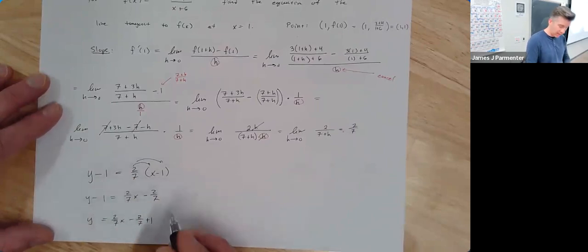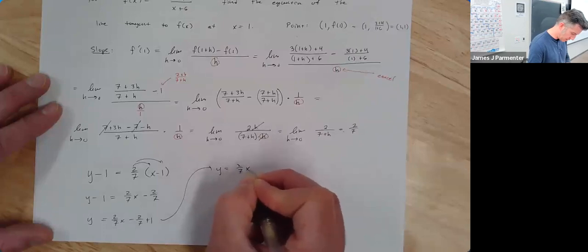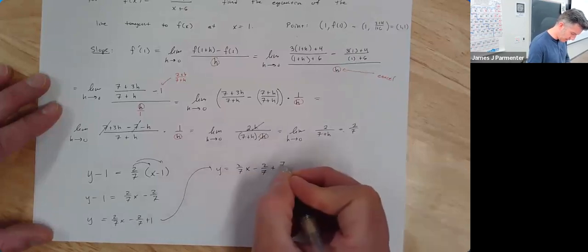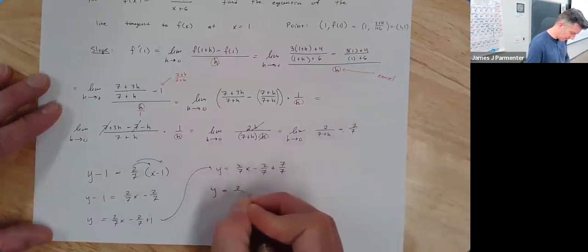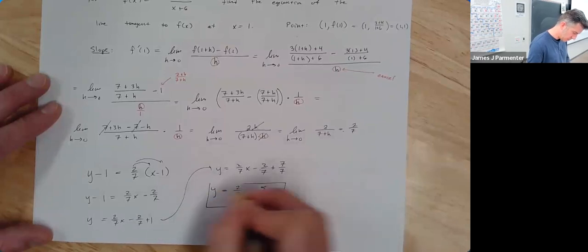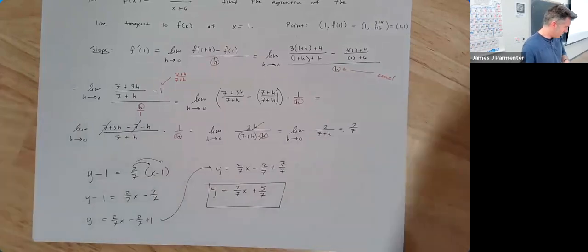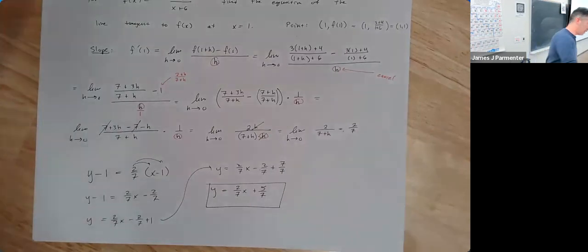Here's the work you would actually show to do that. y equals 2/7 x minus 2/7, and 1 becomes the fraction 7/7, and then negative 2/7 plus 7/7 is positive 5/7. Cool. All right. Kind of a pain, but not too terrible in the grand scheme of things.